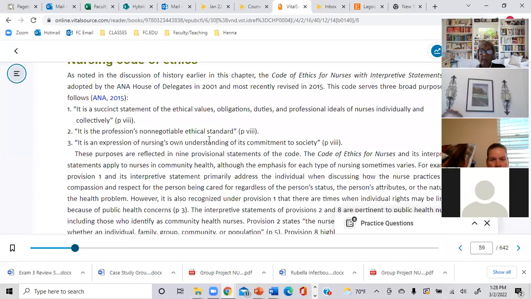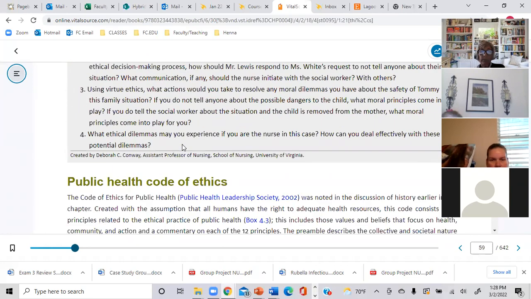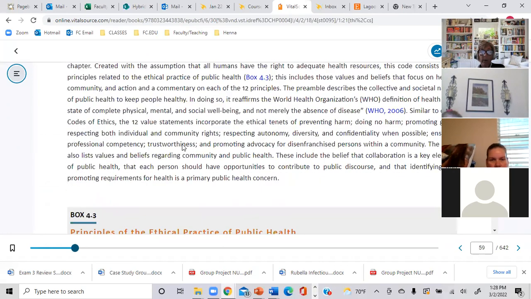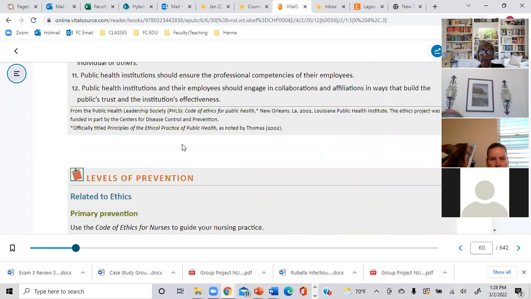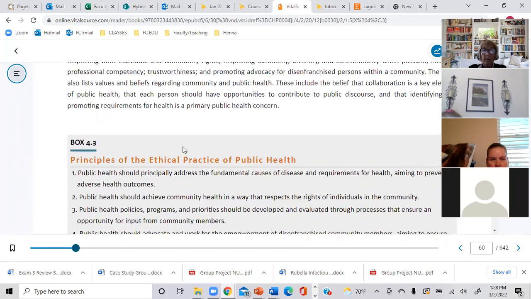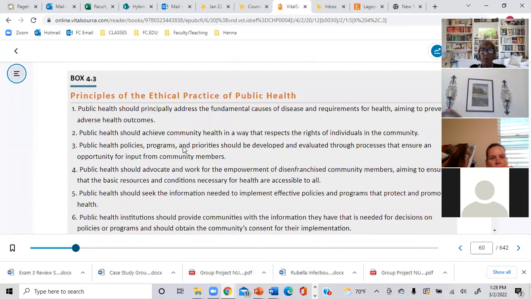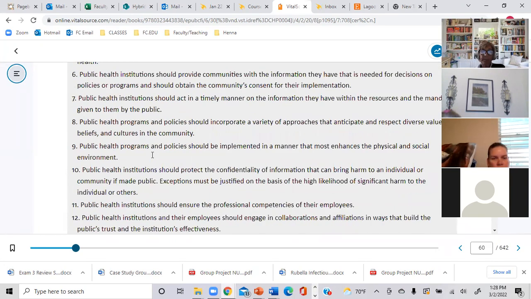Here's your code of ethics with the 12 standards. The public health code of ethics, there it is right there. It's simply summarized for you very nicely in box 4.3. This is a summary of this entire chapter right here, box 4.3.